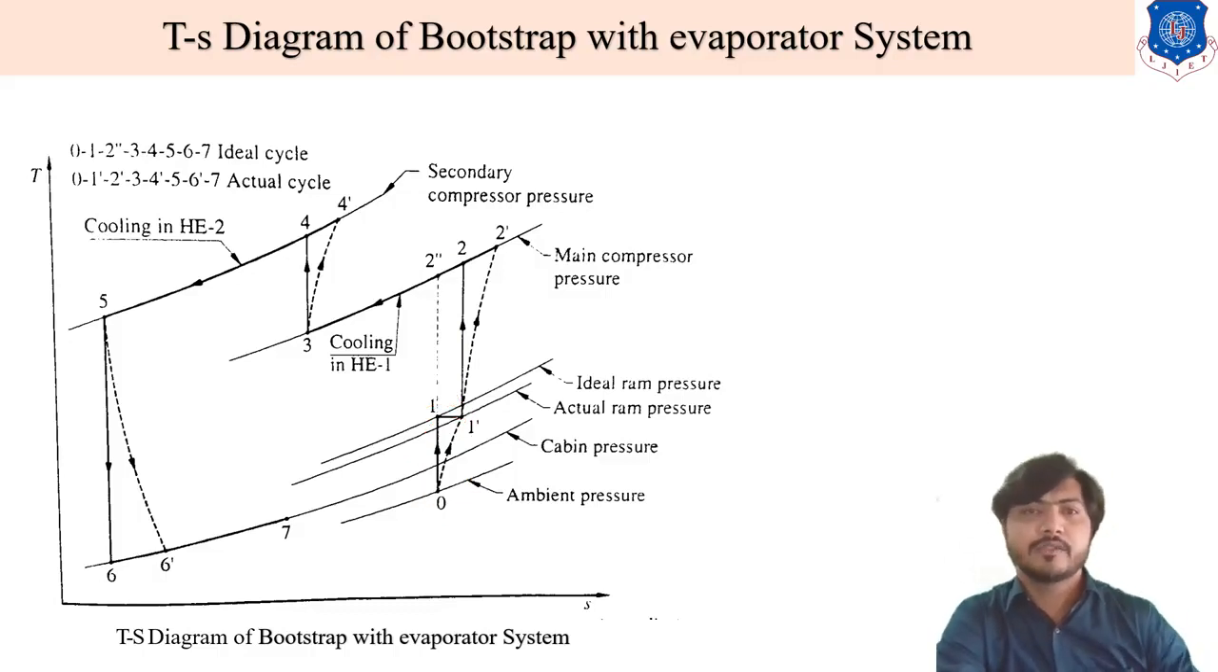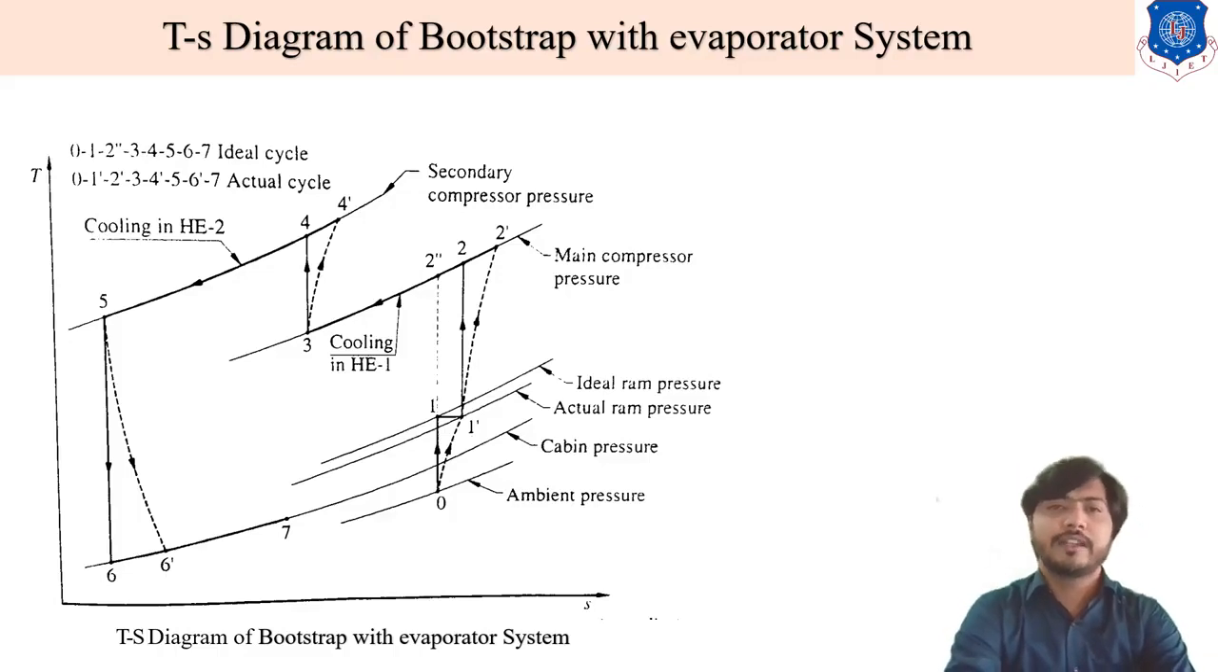But if we consider the losses, we use 2'. So 1' to 2'. The work required to drive the compressor is more due to irreversibility. That's why we draw a 2'. So the pressure is very high here.